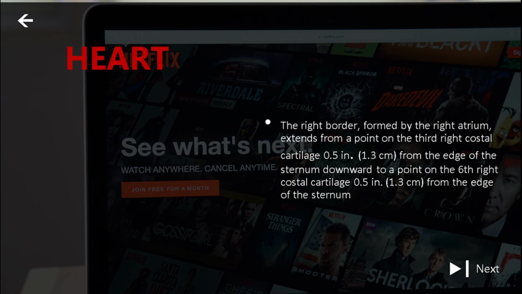The last one would be the right border, formed by the right atrium. It extends from a point on the third right costal cartilage, 0.5 inches or 1.3 centimeters from the edge of the sternum, downward to a point on the sixth right costal cartilage, 0.5 inches or 1.3 centimeters from the edge of the sternum.